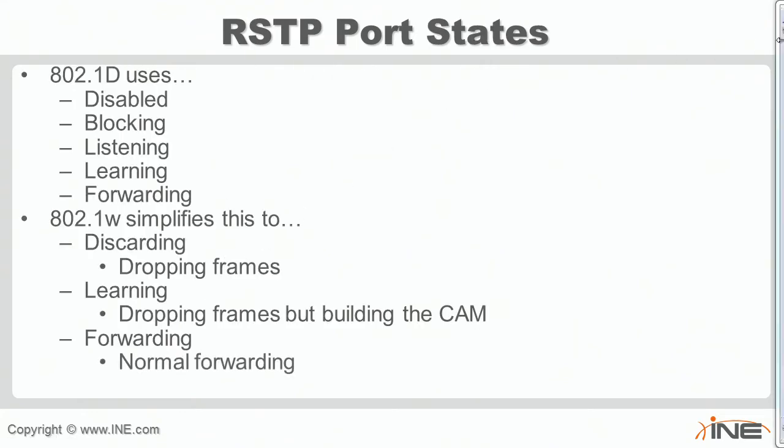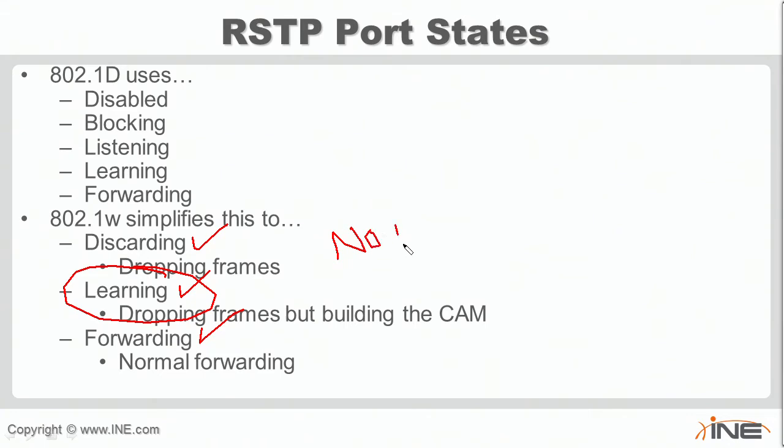So these states here, discarding, learning, and forwarding, this one is only needed if you are not a point-to-point link and you are not running rapid spanning tree protocol. So the switch is going to know, are you running the original version of the spanning tree algorithm or are you running the new one? Because it supports basically both frame formats, the original format and the new one.